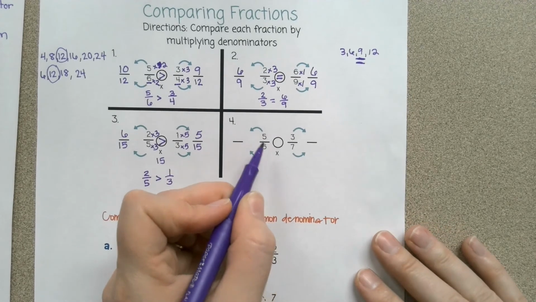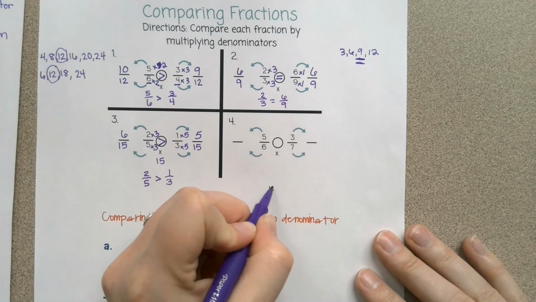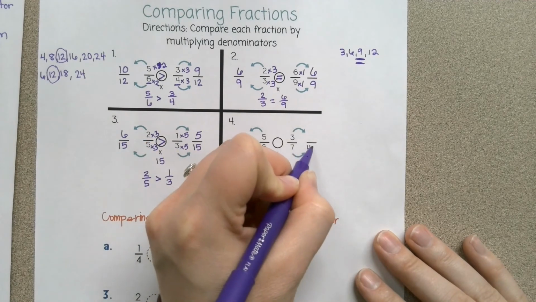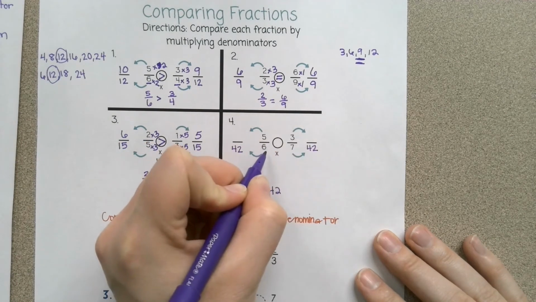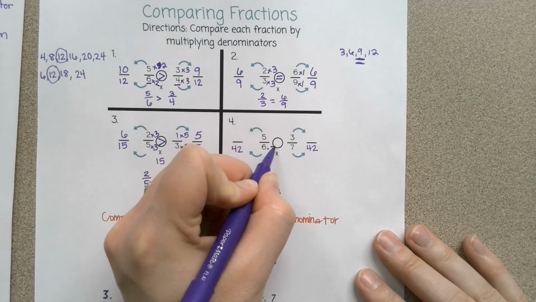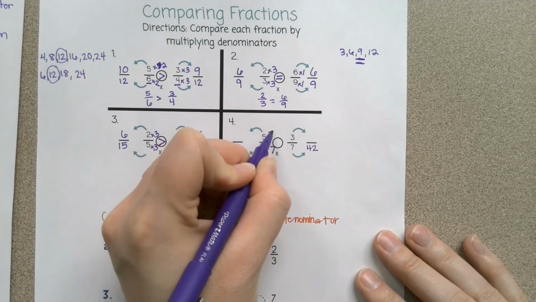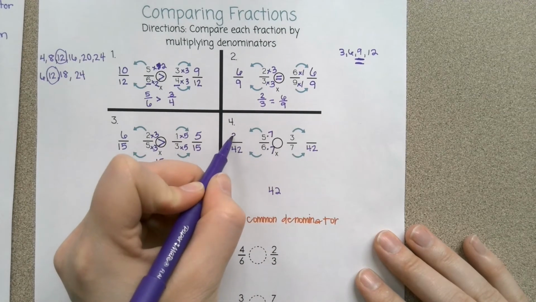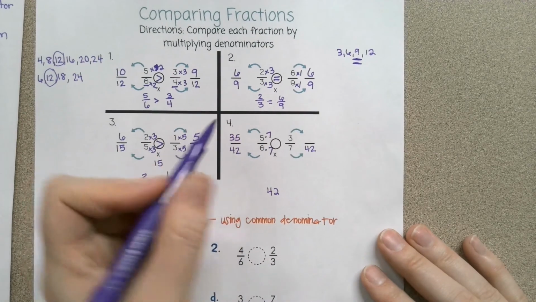We can do the same thing here. 6 times 7, that'll give us 42 for a denominator. We had to multiply the 6 by 7, so that's what we're going to show in both the numerator and the denominator. 5 times 7 is 35.